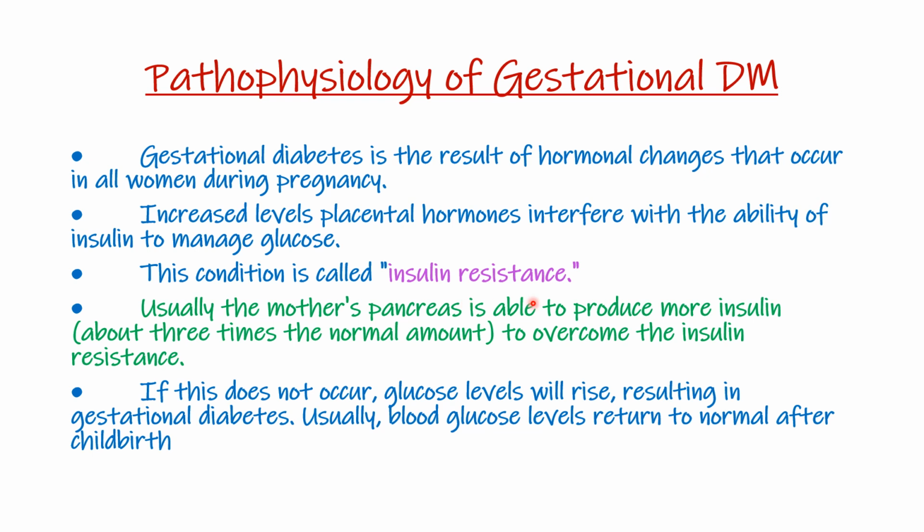So usually the mother's pancreas is able to produce more insulin, about 3 times the normal amount, to overcome the insulin resistance. If this does not occur, glucose will rise, resulting in gestational diabetes. Usually the blood glucose may return to normal after childbirth. Sometimes it may not return to normal after childbirth.